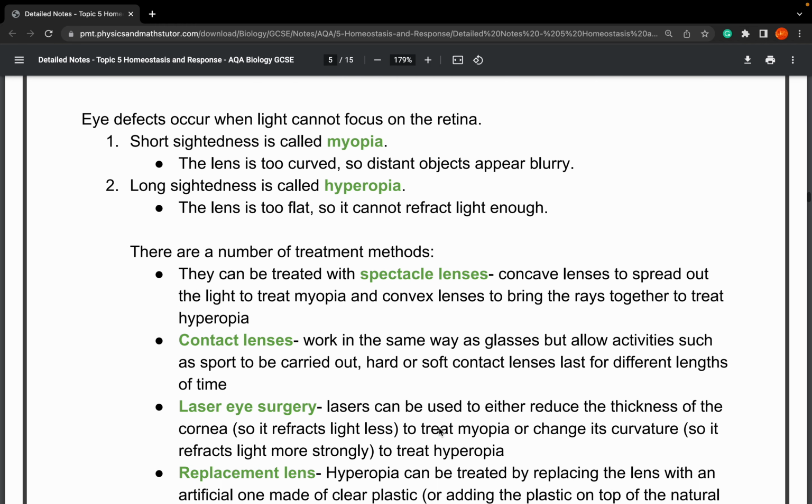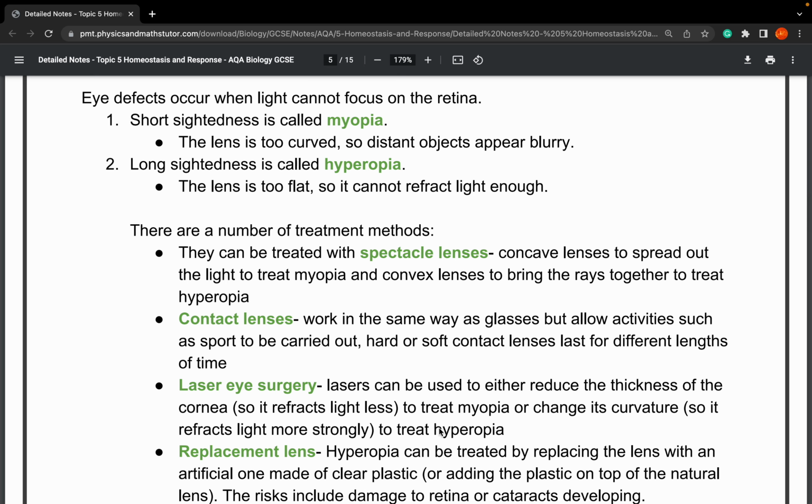Eye defects occur when light cannot focus on the retina. Short-sightedness is known as myopia. Long-sightedness is known as hyperopia. How to remember this? Short-sightedness, the word itself is short. Myopia. I'm short-sighted. Long-sightedness, that's an easy way to remember. Long-sightedness, the word itself is long. Hyperopia. Okay. Hyper means more. And hypo means less.